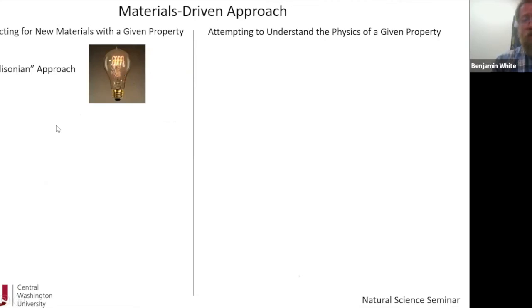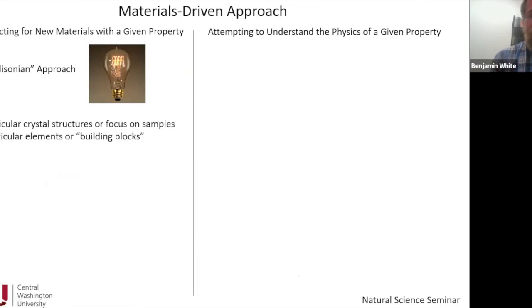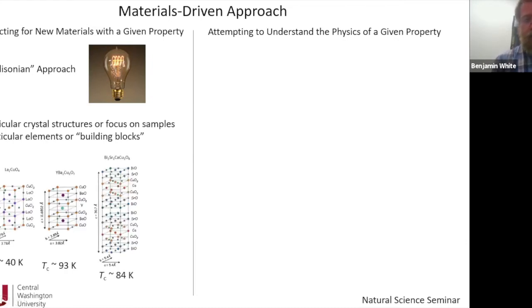So when we're prospecting for new materials, we're using an Edisonian approach, but again, it's not throwing darts at the periodic table. We're usually picking a particular crystal structure and focusing on samples with particular elements or building blocks. The copper oxide-based superconductors I mentioned are a good example. The first one had copper oxide planes in its crystal structure, and within a few years people were able to look at related compounds with similar copper oxide layers and discover superconductivity at higher and higher TCs. So you go in this iterative approach, and I'll have another example on the next slide.